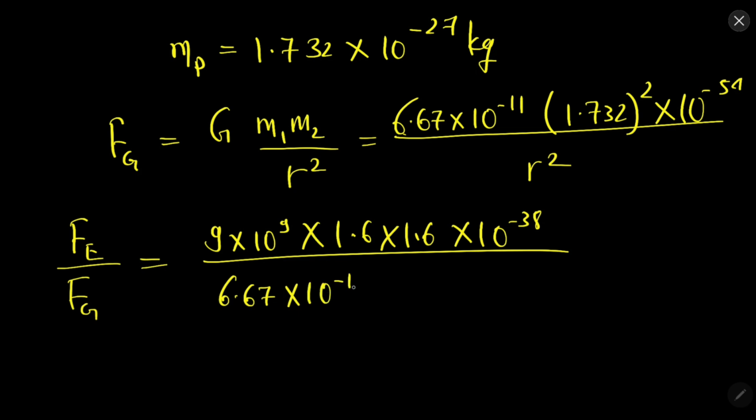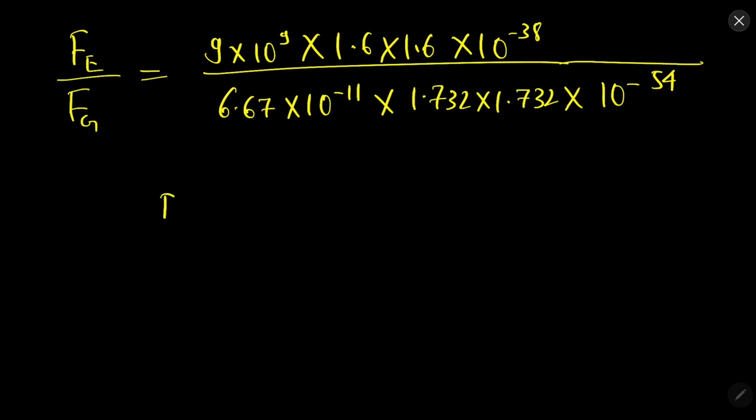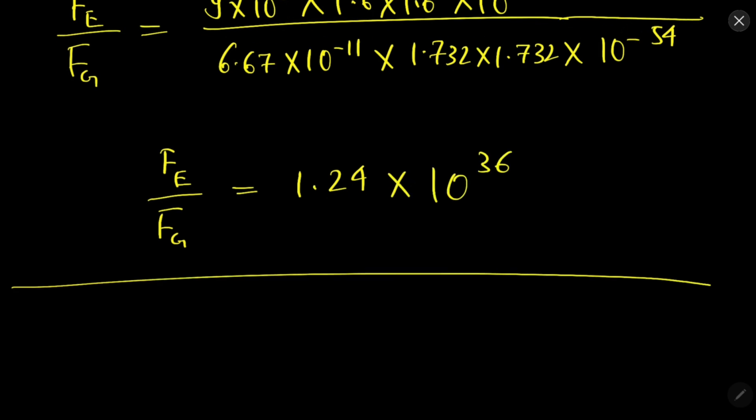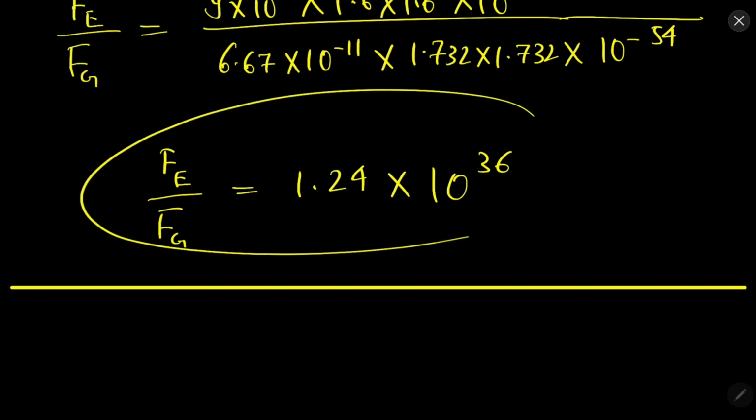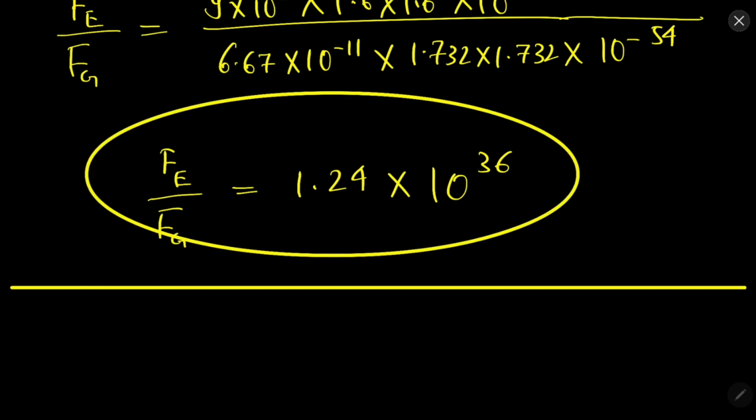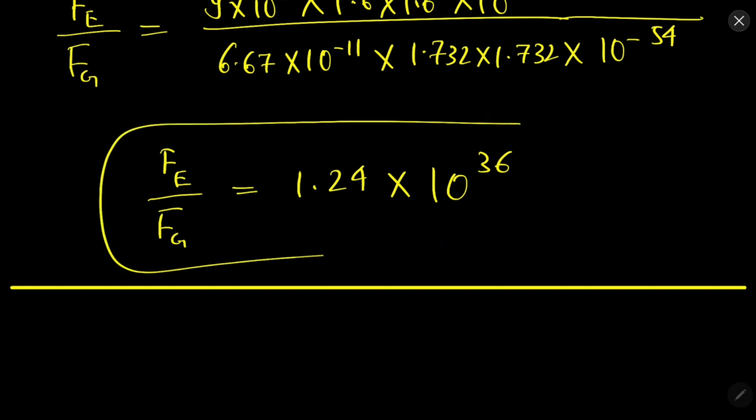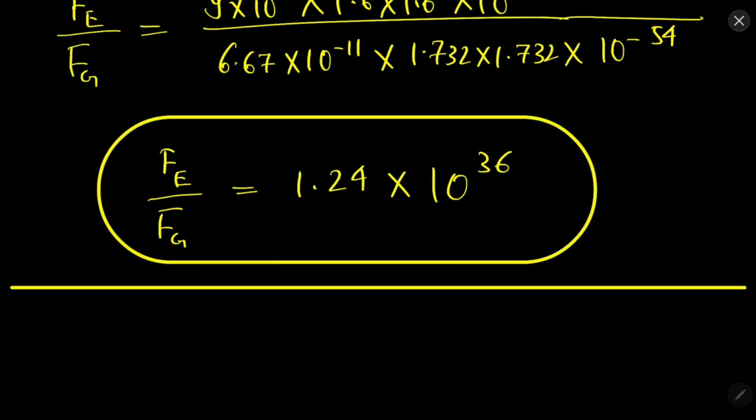6.67 into 10 to the minus 11, 1.732 into 1.732 into 10 to the power minus 54. So once you solve this, Fe by Fg will be approximately 1.24 into 10 to the power 36. So this will be the approximate ratio between electrostatic and gravitational force. So you can see that the gravitational force is weaker than the electrostatic force.